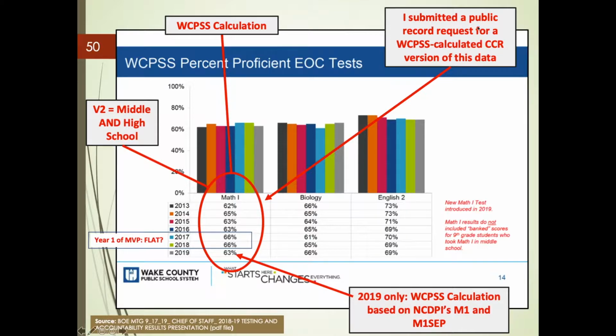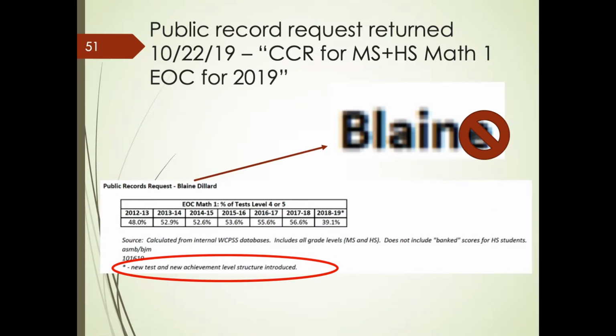Additionally, I submitted a public records request for a Wake County calculated version of the CCR data for this set of students. And I got that public request back just a couple of days ago. So here's the 7 years of CCR data for the group of students that I'm calling V2, which is the middle school and high school students. And then again, notice there's a note here, new test and new achievement level structure introduced for 2018 and 19.